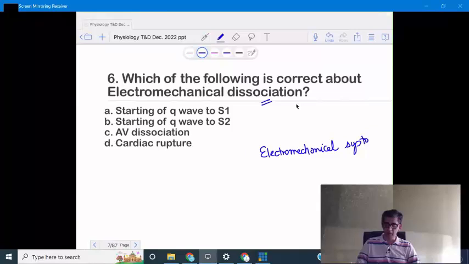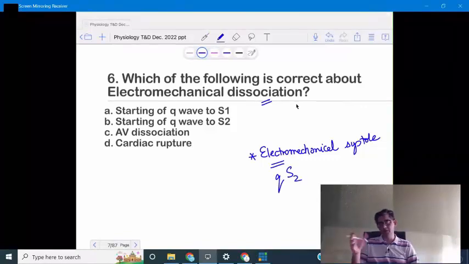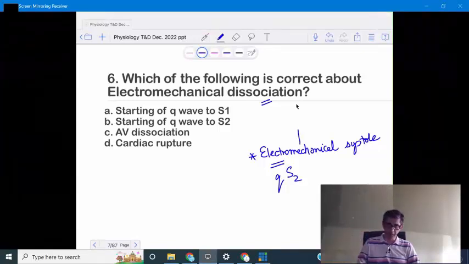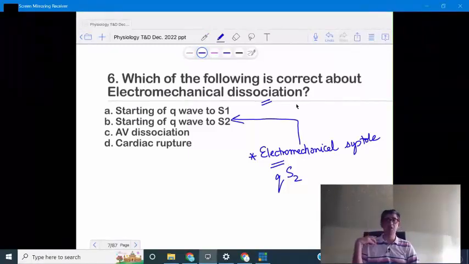Electromechanical systole. If you look at the electrical part, it would mean that there is septal activation. That would be the starting of the Q wave. And S2 would mean that aortic and pulmonic valves are closed. That means systole is over. Electromechanical systole means when the ventricles get activated and the systole is completed. So ventricles get activated with the starting of the Q wave, and systole ends at S2 because S2 is aortic and pulmonic valve closure. So if this question was with respect to electromechanical systole, then the answer would have been given as option number B.